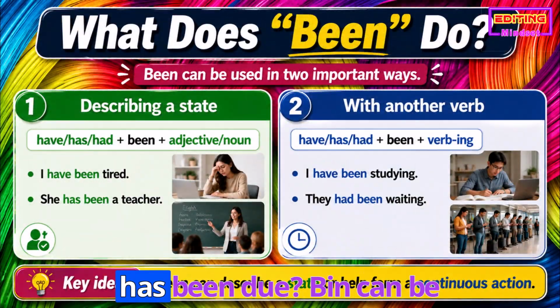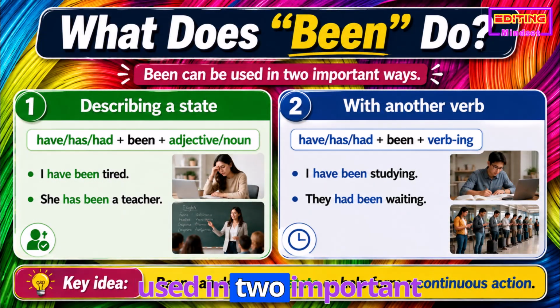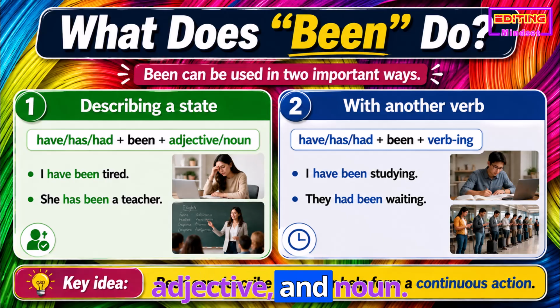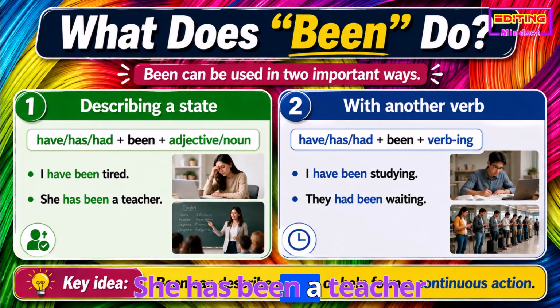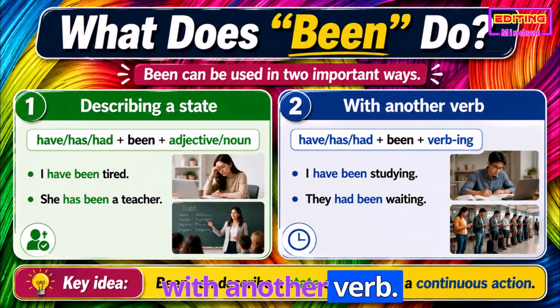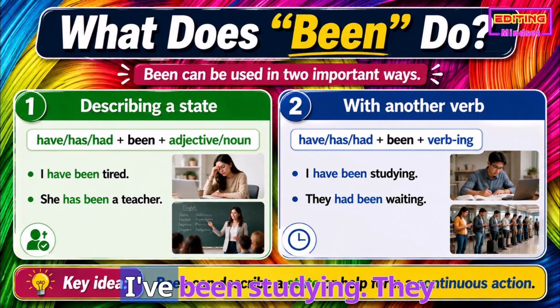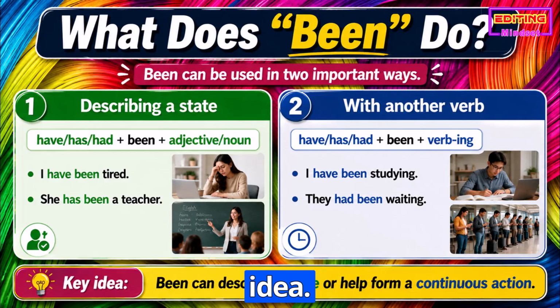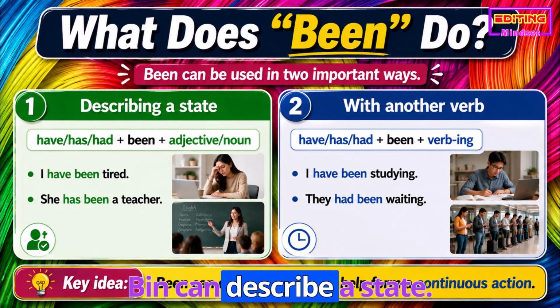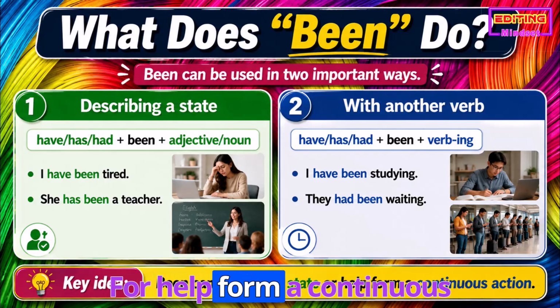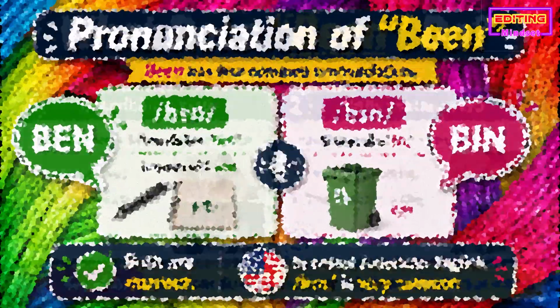What does been do? Been can be used in two important ways. Describing a state: have, had been, adjective and noun. I have been tired. She has been a teacher. With another verb: have, had been verbing. I've been studying. They had been waiting. Key idea: been can describe a state or help form a continuous action.